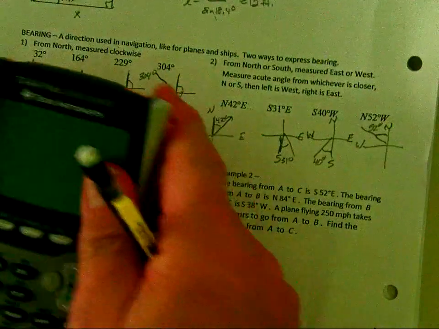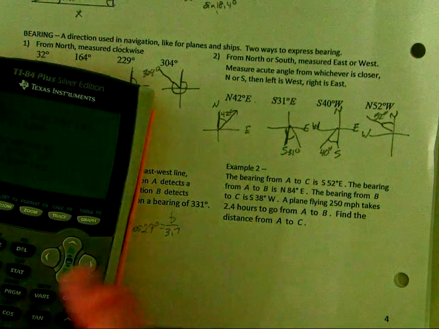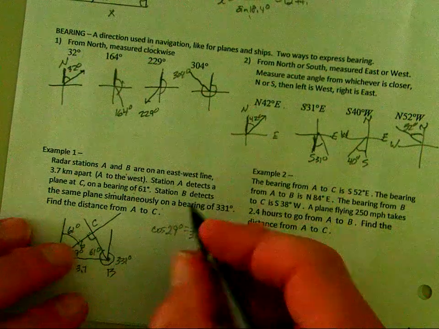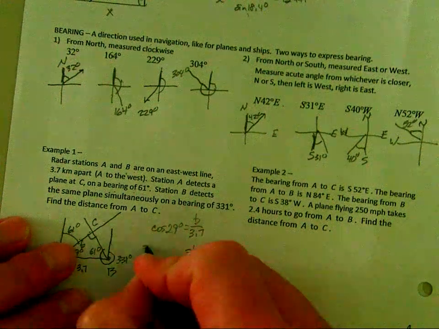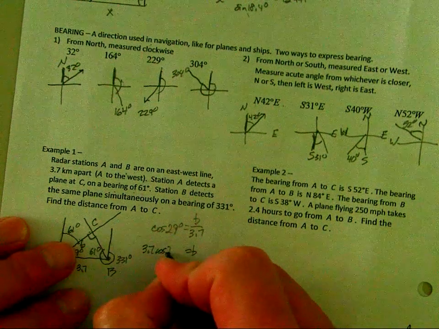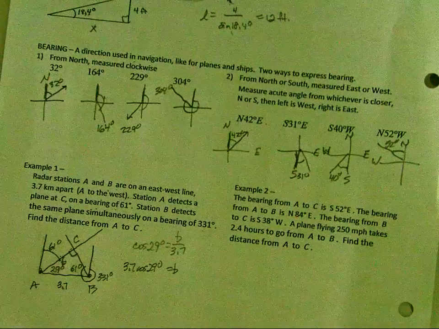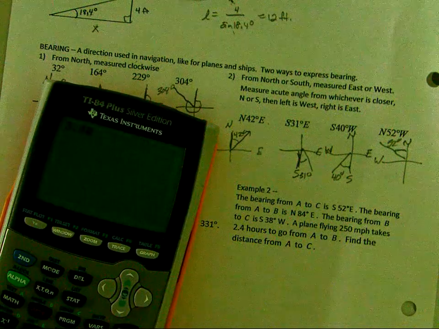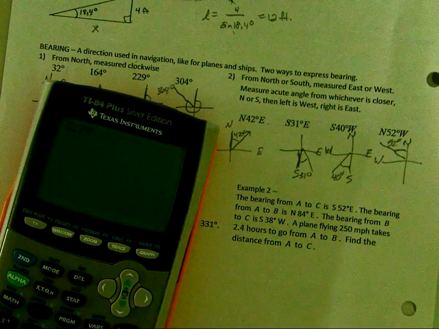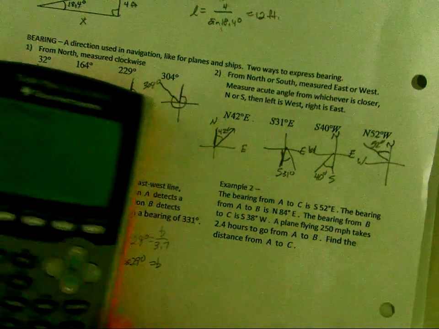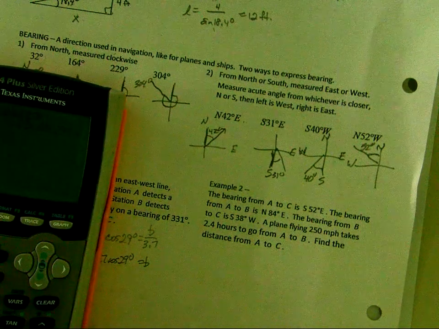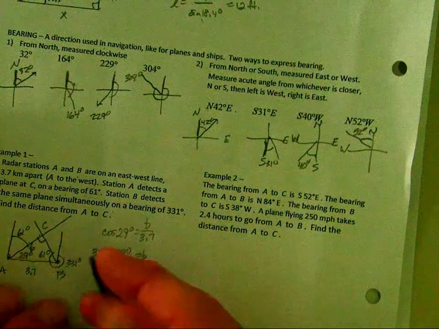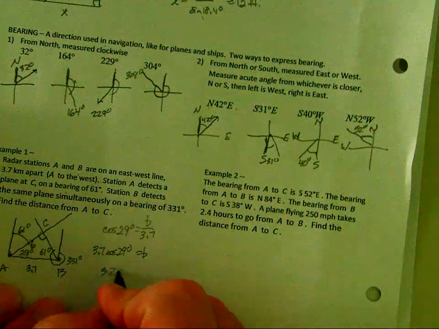And we just do that on our calculator. I'm sorry, before that we need to get the B by itself, so we're going to multiply by 3.7. So 3.7 times the cosine of 29. I get 3.236, so we could say 3.2 kilometers.